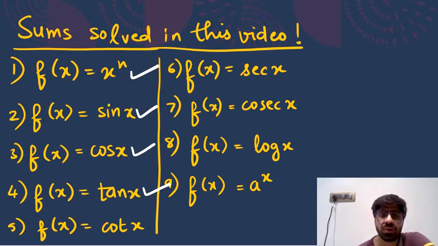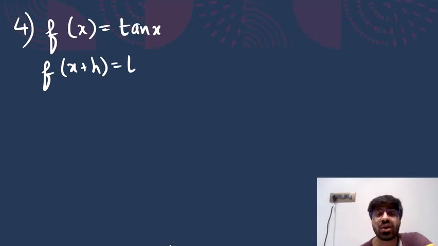And with that we go ahead with our fourth question, the derivation for tan x. Okay, so we begin with the fourth one, where f of x is equal to tan x. In that case, f of x plus h will be equal to tan of x plus h.